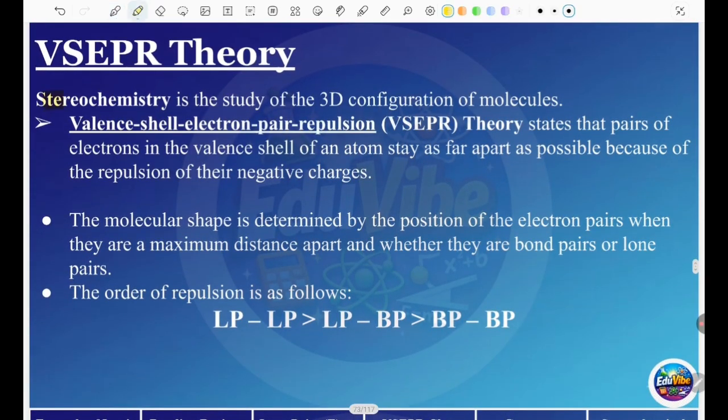Stereochemistry is the study of the 3D configuration of molecules. When we're talking about the 3D configuration of molecules, we're talking about the VSEPR theory. VSEPR stands for valence shell electron pair repulsion, where the valence shell electrons pair up and repel each other. This states that the pairs of electrons in the valence shell of an atom stay as far apart as possible because of the repulsion of their negative charges.